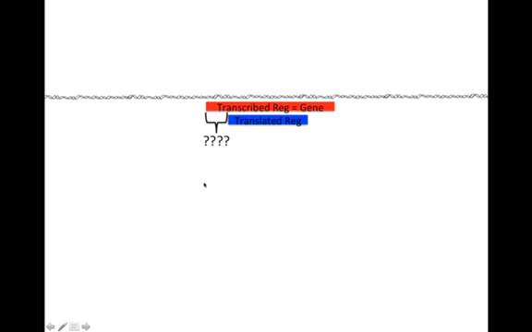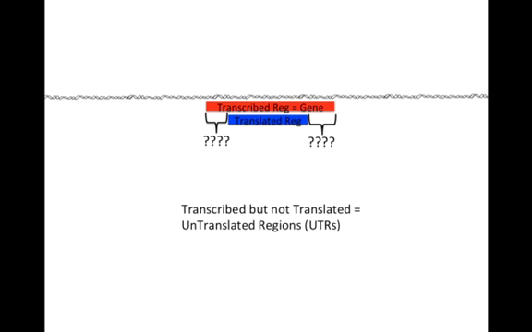And what about these regions over here, one to the left and one to the right, these regions that are transcribed but are not translated? We call these regions the untranslated regions, or the UTRs. And so the whole structure of the gene looks like this. We have the transcribed region, or the gene, in red. Within that, on the two ends, we have the UTRs, and the translated region is in the middle.